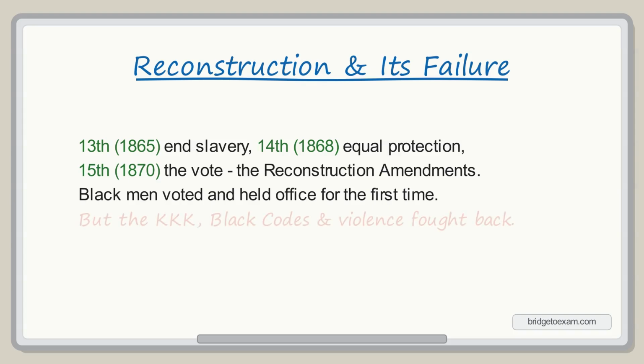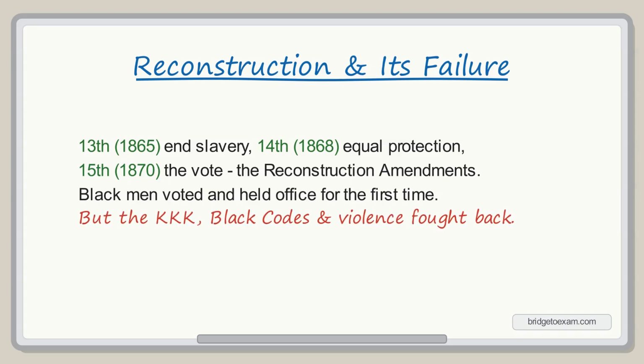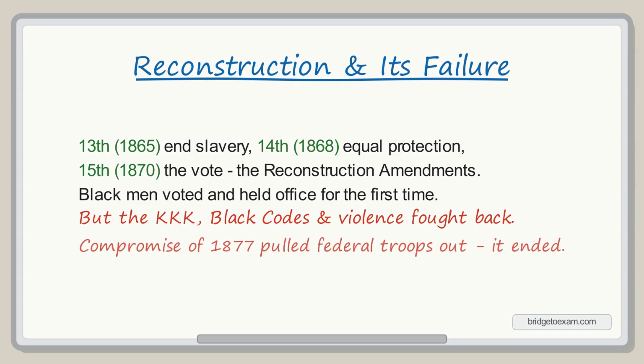Sixteen served in Congress. But white Southerners fought back with black codes, and the Ku Klux Klan used terror to suppress Black rights. The decisive blow was the Compromise of 1877, which pulled federal troops out of the South. With no one left to enforce these rights, Reconstruction collapsed, and Jim Crow took hold for nearly a century.